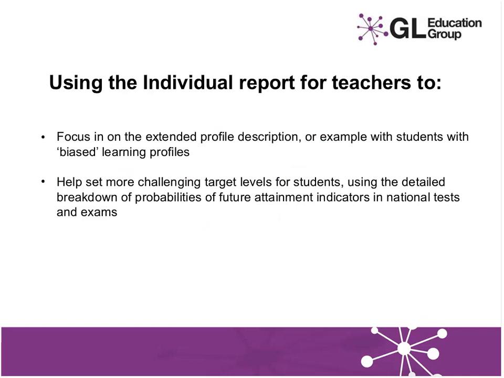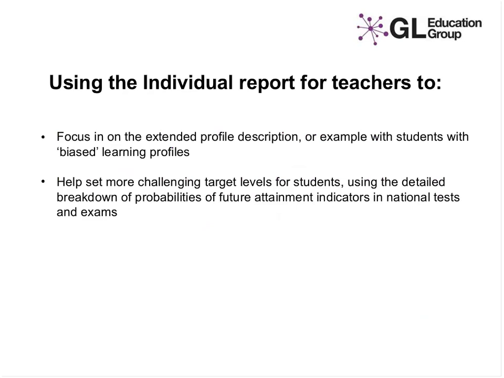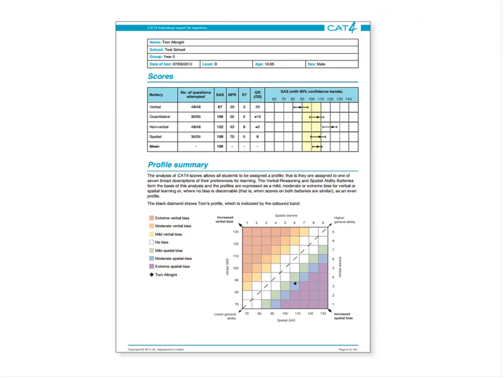Using the individual report for teachers, you can focus in on the extended profile description of the learner, for example with students with biased learning profiles, and this will help to set more challenging target levels for students using a detailed breakdown of probabilities or chance graphs of future attainment indicators. So this is an example of the individual report for teachers.